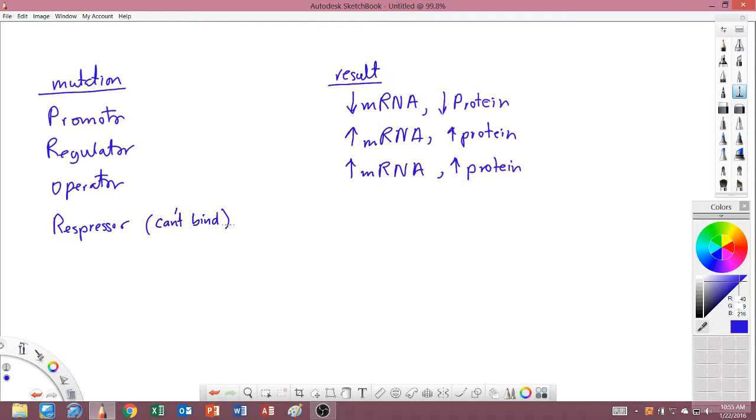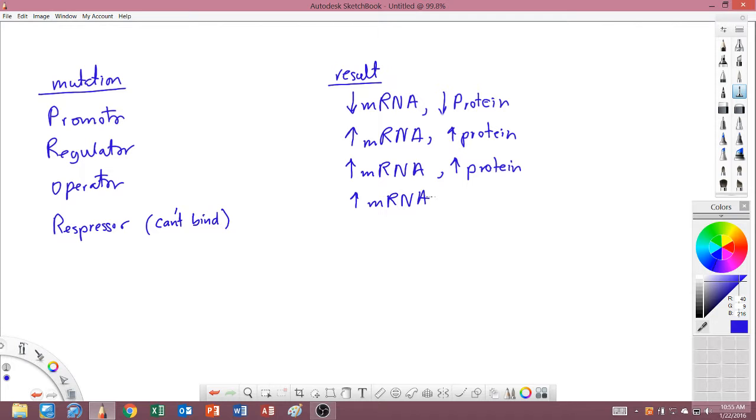Can't bind. That means loss of function. Can't bind its job. What is the job of a repressor? What is the function of a repressor? To bind the operator and prevent transcription, right? So if it's loss of function, that means it can't bind the operator. Its normal function is what? Bind the operator. If it cannot bind to the operator, that means it loses its function. So loss of function mutation for a repressor will lead to increase in what? Transcription. Increase in protein synthesis.